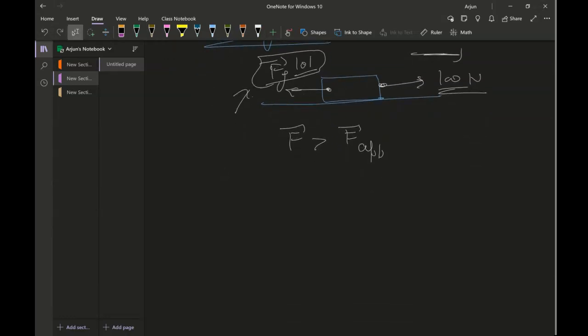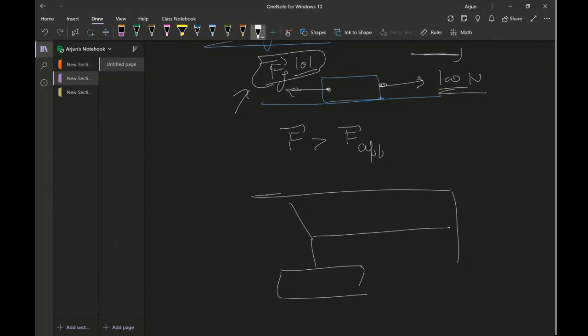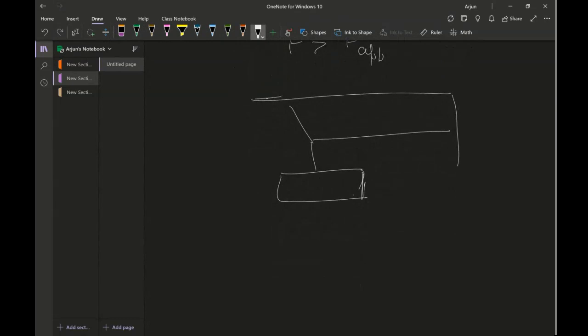All right. So another example can be if there is a board sign which is hanging from a wall. So in this case, let's say this is a board sign which is hanging from a wall. If it is not moving, then this is also a static condition.